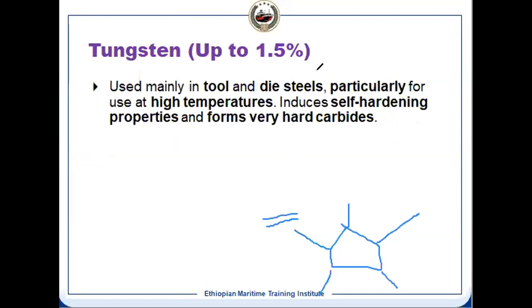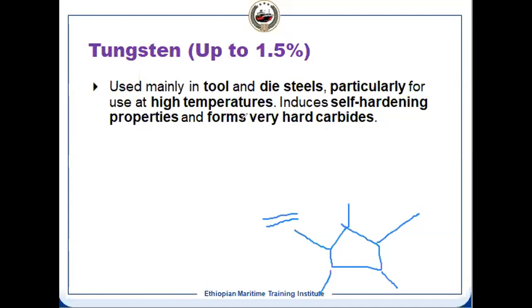Tungsten is another, but we use up to 1.5%. Where we use it usually is die steel, where it has to be very strong. We know tungsten is a very strong material. Molecular weight is high, so at a high temperature, it will remain strong. That is the reason we use the tungsten. And because it is a hard material, self-hardening is done.